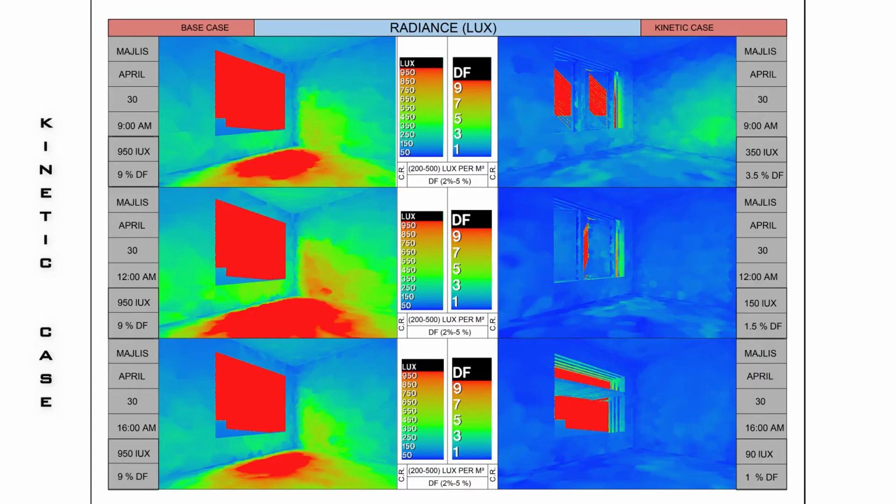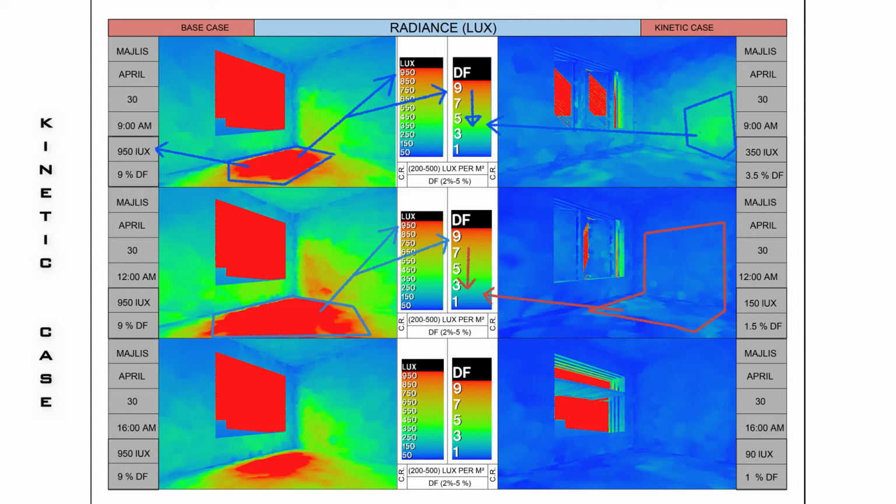And in terms of radiance, the comparison here for the 30th of April in the Majlis block shows a reduction in lux amount at 9 am from 950 lux for the base case to 350 lux in the kinetic case, which is considered optimum for the space function, and at 12 midday 200 lux with a DF of 2%, but at 4 pm 150 lux, which is normal for casual seeing, but artificial lighting may be required for some perception of details.